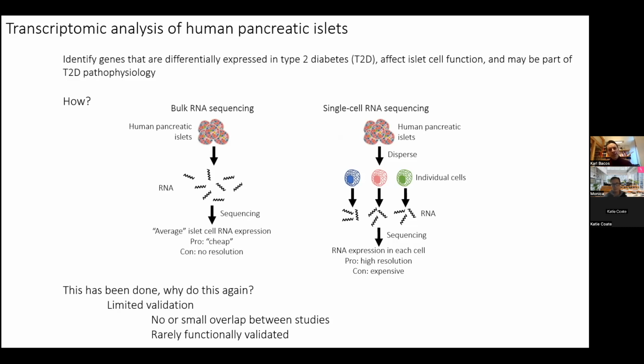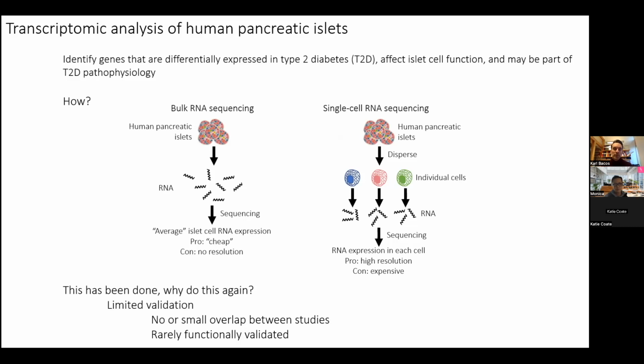The problem with the previous studies is that there's very limited validation regarding the identified genes. The overlap between the different studies is very small, which is mainly due to very low power for many of these studies, especially for the single-cell studies, which is not surprising considering the price. And there's also no functional validation.